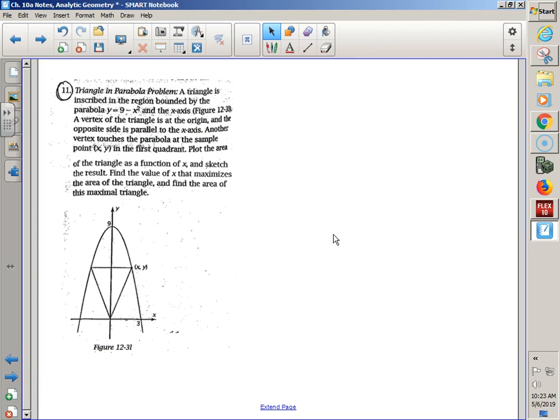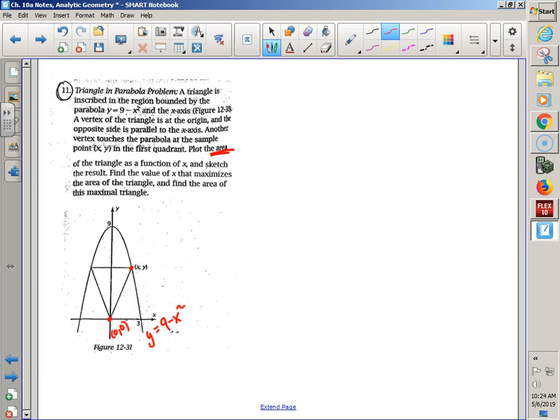Let's see. What do we have? We have a triangle hitting at an xy. We have a y equals 9 minus x squared parabola. The vertex is at the origin, is at 0, 0.